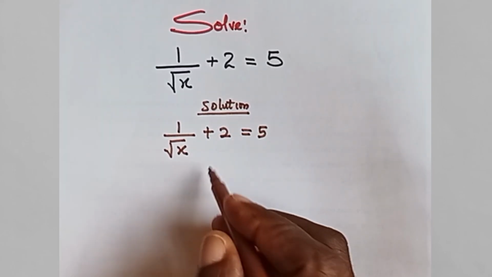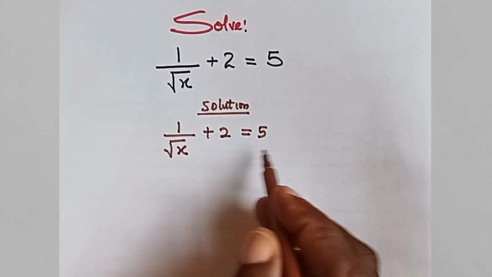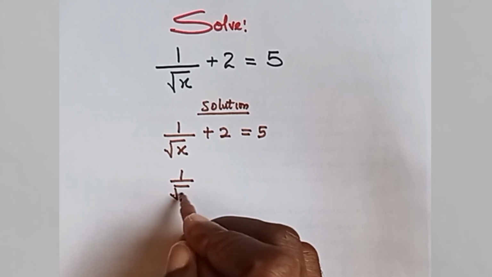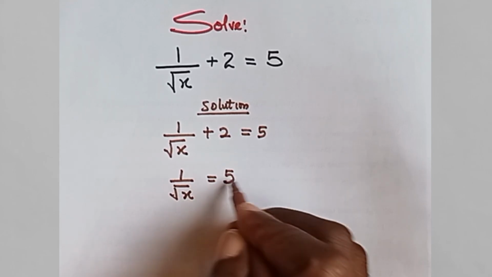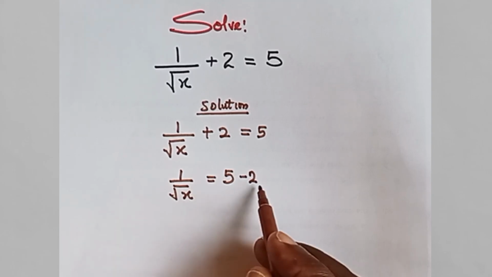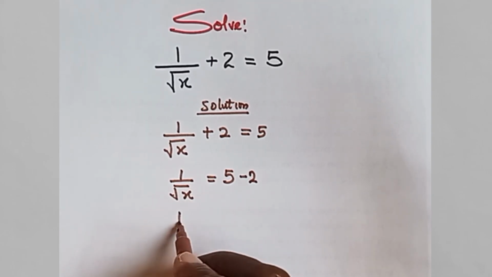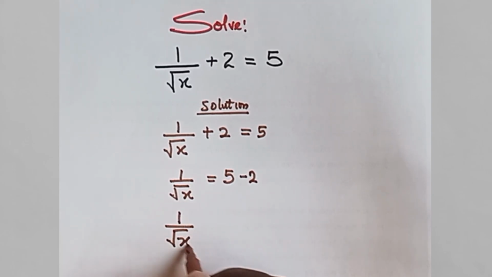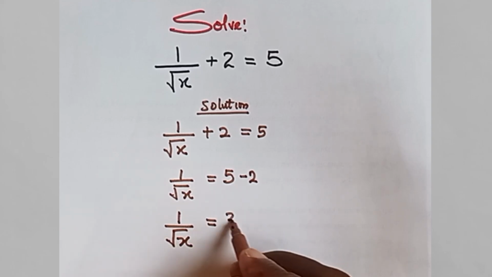Alright, we collect like terms. We pick this plus 2 to the other side. So it becomes 5 minus 2. By the time we bring this here, it crosses the equal sign, so the sign will change, obviously. So 1 over square root of x equals, this gives us 3.